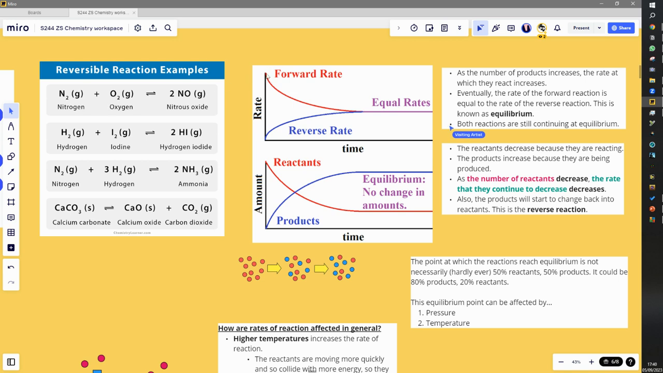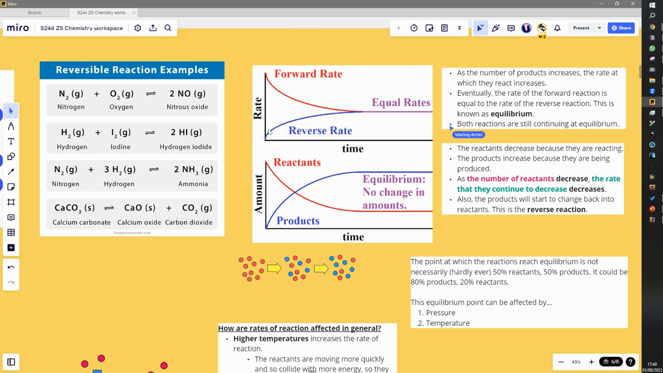there's only reactants. So you're going to have a high rate of reaction, and you're going to have a high amount of reactants, and zero products because nothing's been produced yet. But as the reactants start to go down because they're reacting, then the amount of products increases because they've produced the nitrous oxide. Now, as the nitrous oxide starts to be produced, it will start to react because that's the reverse reaction. Nitrous oxide will turn back into nitrogen and oxygen.